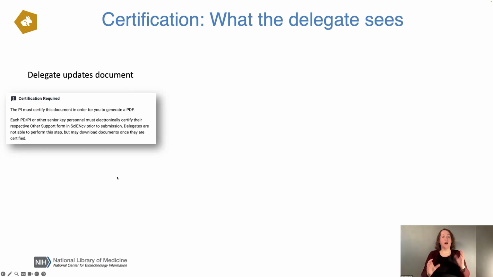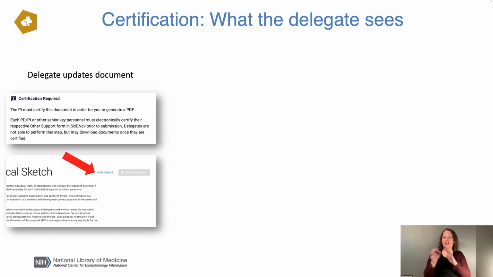We've gotten feedback on how to make this better. One of the ways that you've told us this could be better is if the delegate, you understand delegates can't certify it, but if they could get a preview of what the PDF is going to look like before they ask Dr. Doe to go in and finalize things, that would be really helpful. So we are adding that in to the updated interface that's going to be available later this summer. You're going to be able, as a delegate, to view a draft of the PDF.